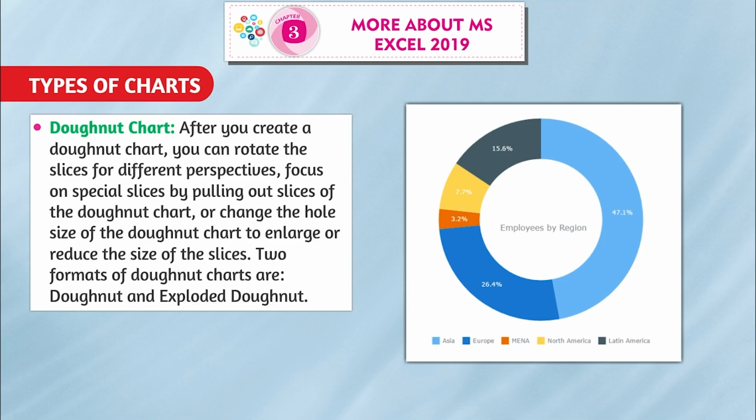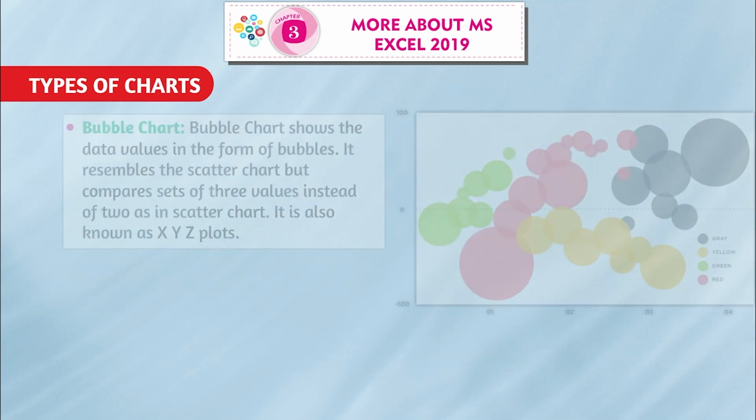Focus on special slices by pulling out slices of the donut chart, or change the whole size of the donut chart to enlarge or reduce the size of the slices. Two formats of donut charts are donut and exploded donut.